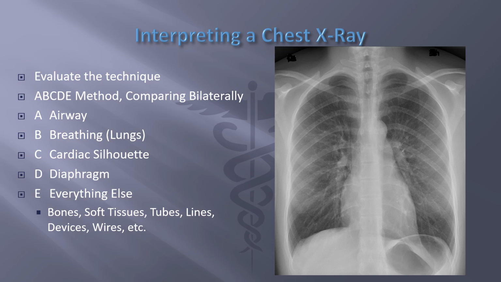So we're going to use our ABCD method, which I have here, and we also compare bilaterally. So first thing we look at with this X-ray is the technique. Is it good? And at first glance, it does look good. I can see the thoracic spine through the heart. I can see the spinous processes here, equilateral to the clavicle heads. It's not shifted over here or shifted over there. So the spinous processes are good.